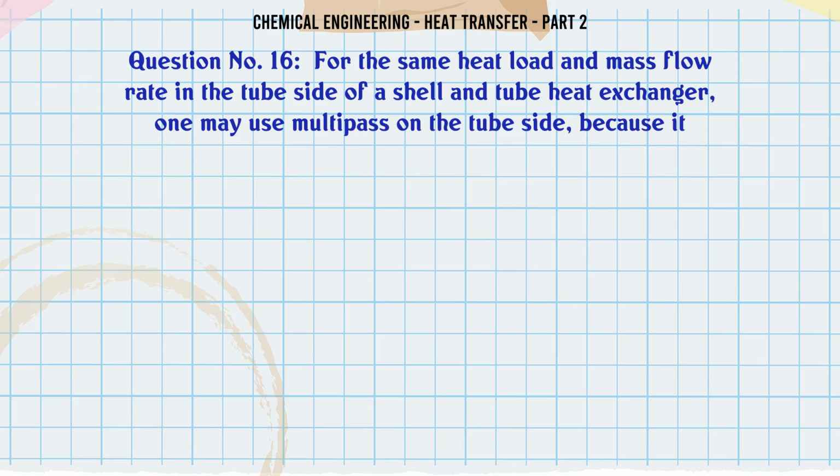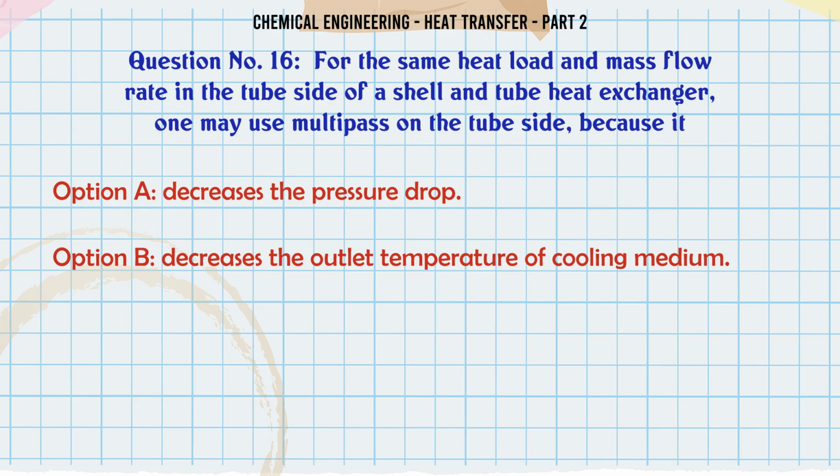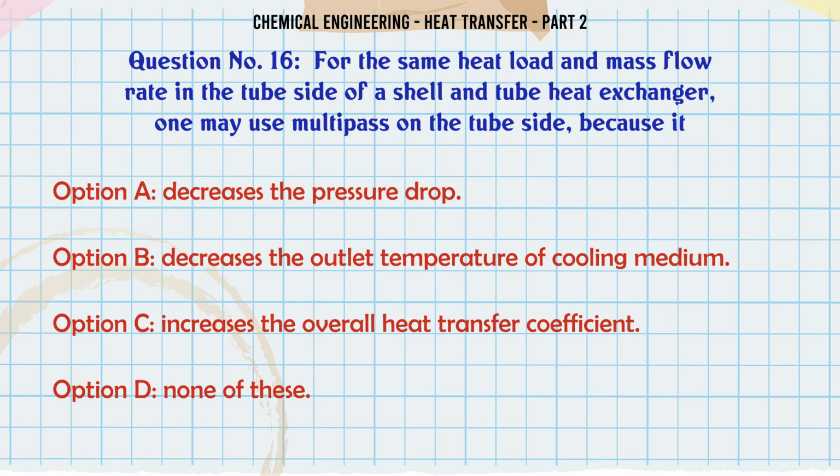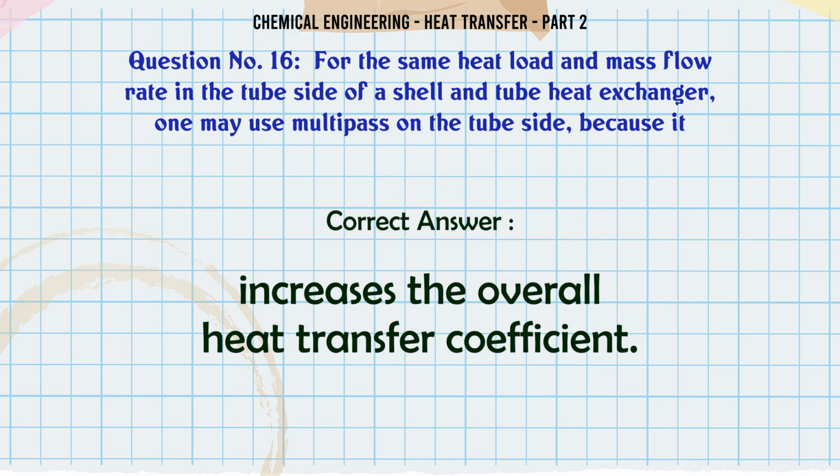For the same heat load and mass flow rate in the tube side of a shell and tube heat exchanger, one may use multipass on the tube side because it A. Decreases the pressure drop, B. Decreases the outlet temperature of cooling medium, C. Increases the overall heat transfer coefficient, D. None of these. The correct answer is increases the overall heat transfer coefficient.